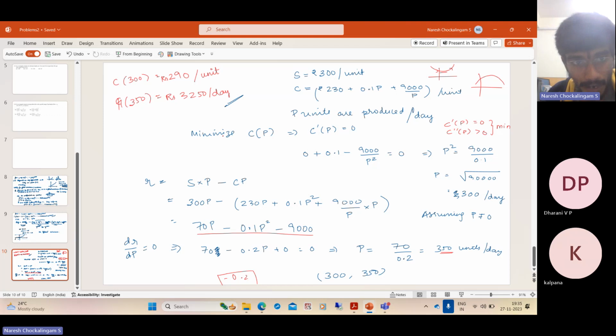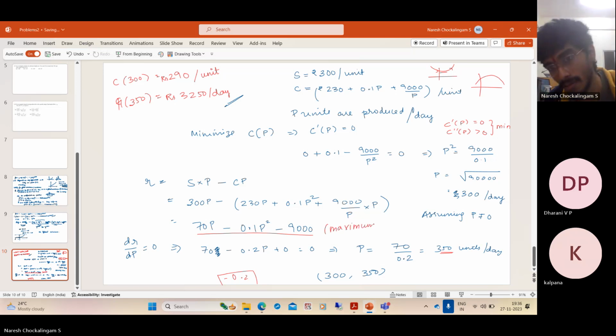So if you take a point 349, this expression turns out to be something like 3249. And if you take 351, minus 9,000, it's again 3249. So this has a maximum at p equal to 350 units.